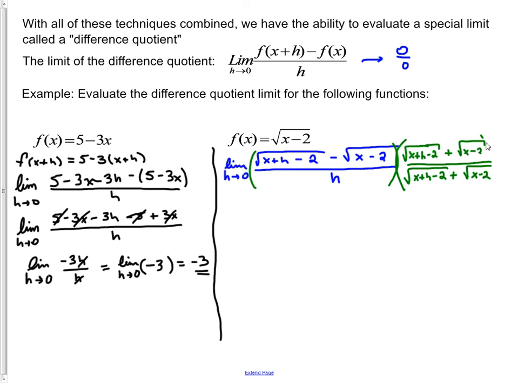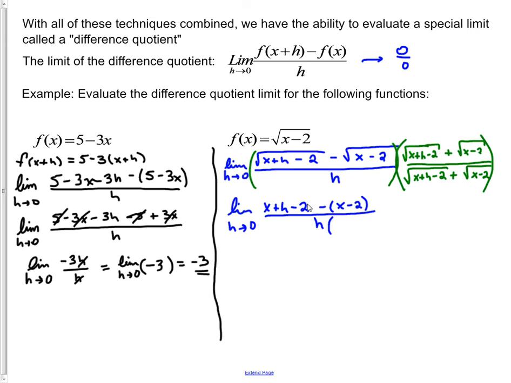Now, as you know, when you multiply conjugates, a minus b times a plus b, it is the same as the square of the first term minus the square of the second term. So we're taking the limit as h approaches 0 in this case. Square root of x plus h minus 2 squared is simply x plus h minus 2 minus the square of this last term. So square root of x minus 2 squared is x minus 2. All of that divided by h times this whole big quantity right here.